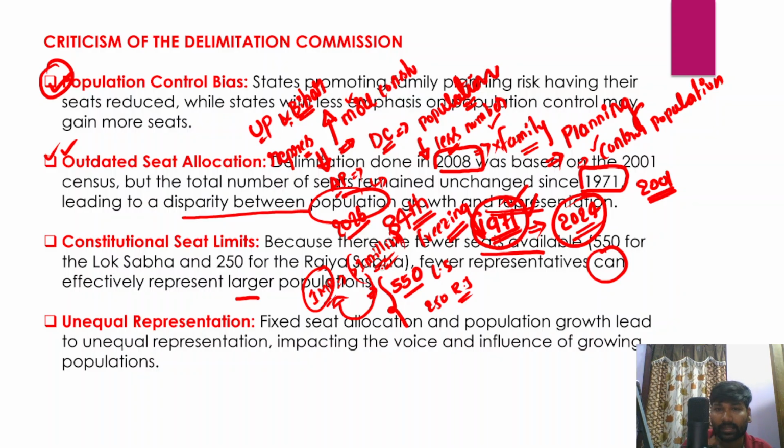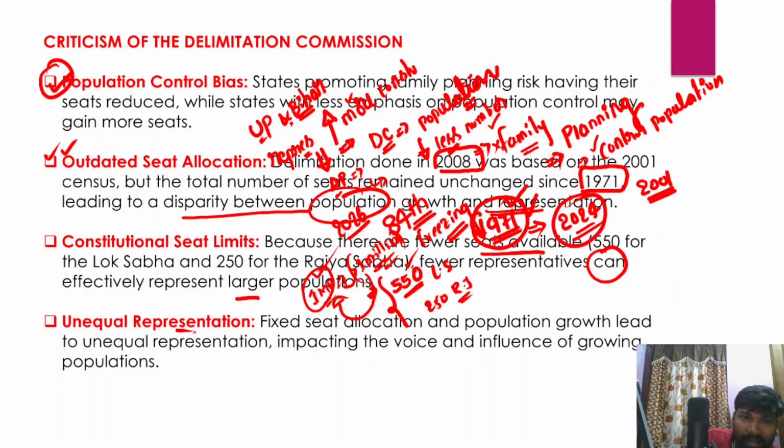Therefore, there is a constitutional limit. It is also expected that this number of seats should be increased, so that each MP would represent fewer people, people would easily reach out to the MP, and the MP can also easily represent the wishes and aspirations of the people.